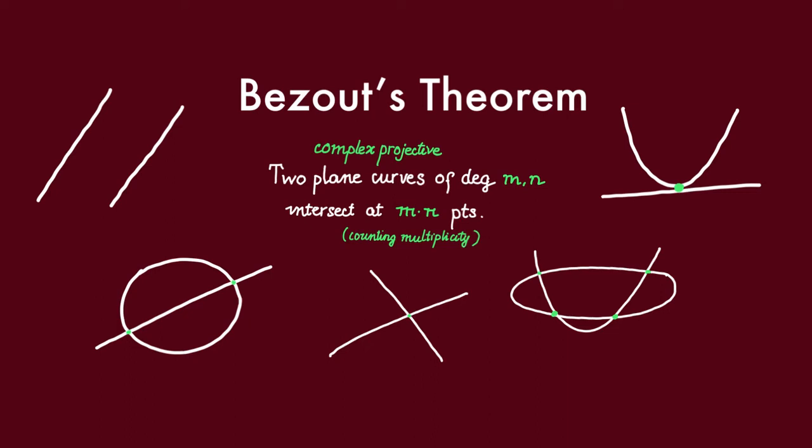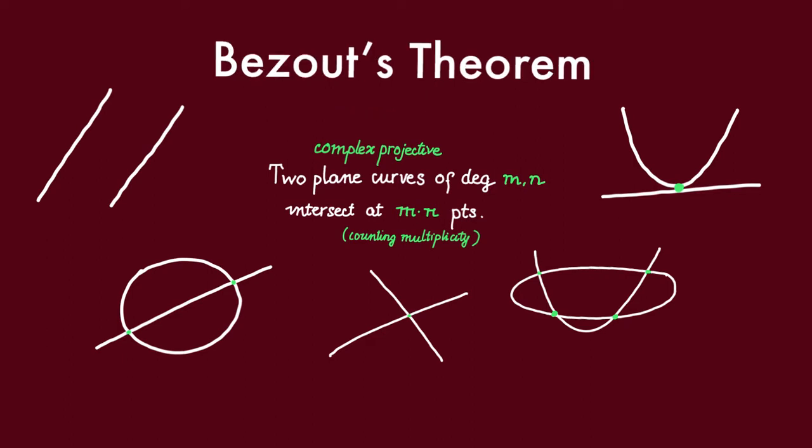In the previous video, we've introduced the statement of Bezout's theorem. It says that any two complex projective plane curves of degree m and n would intersect at exactly m times n points, if we count multiplicity. In this video, we're gonna give an elementary proof of this using resultant.